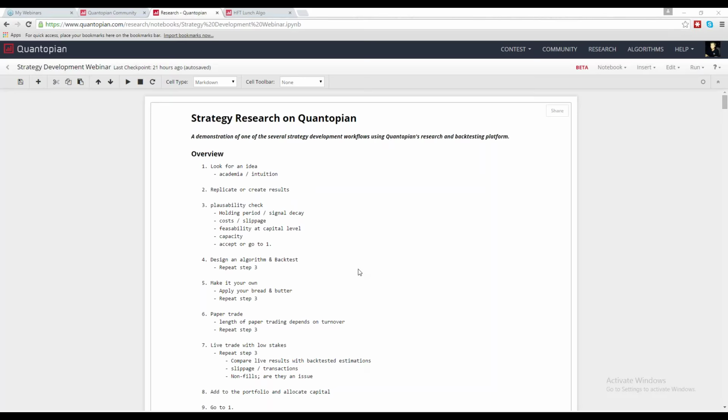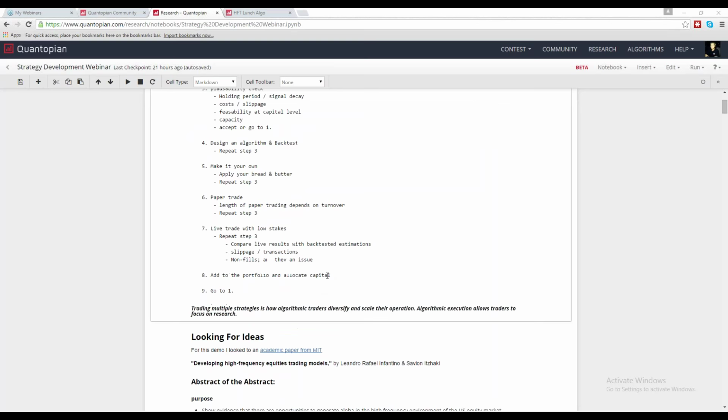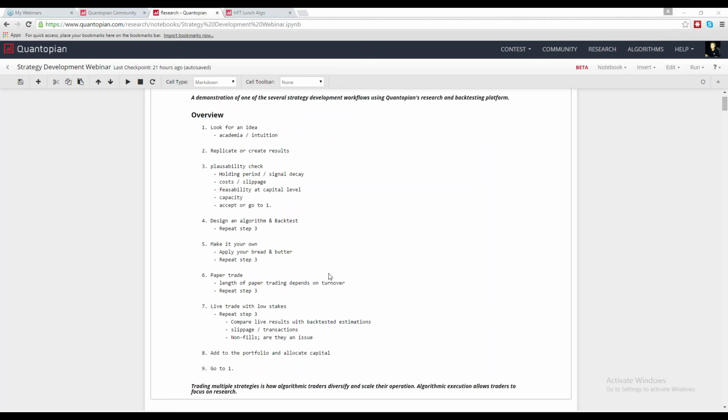And if it gets through all of that, you're going to allocate some capital to it, add it to your portfolio of strategies, and start completely over. So in my opinion, the beauty of algorithmic trading is that it takes the mechanics of the day-to-day trading completely off the table, which allows you to scale your operation really well.